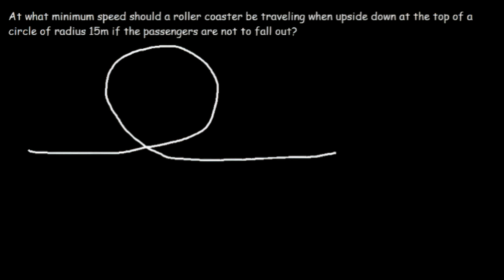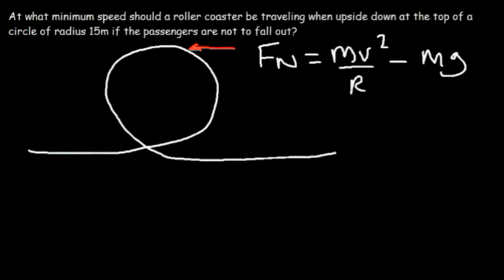But the normal force at the top is the difference between the centripetal force and the weight force. This time, it's going to be in the reverse order. In the other example, the car was above the road. It was basically above the circle. But in this example, the roller coaster is below the circle. And so if it's moving fast enough, the curvature of the tracks will provide the centripetal force, causing the roller coaster to turn.